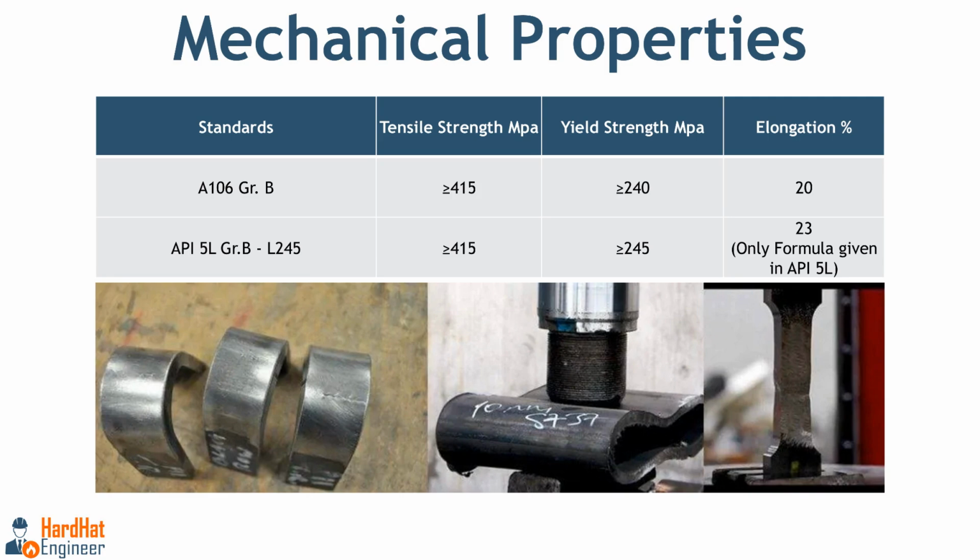When it comes to elongation, which measures how much a material can stretch before breaking, API 5L grade B offers better ductility with an elongation of 23%, compared to 20% for A106 grade B. Please note that there is no percent value mentioned in API 5L, but based on the equation given in the specification, this value is taken.